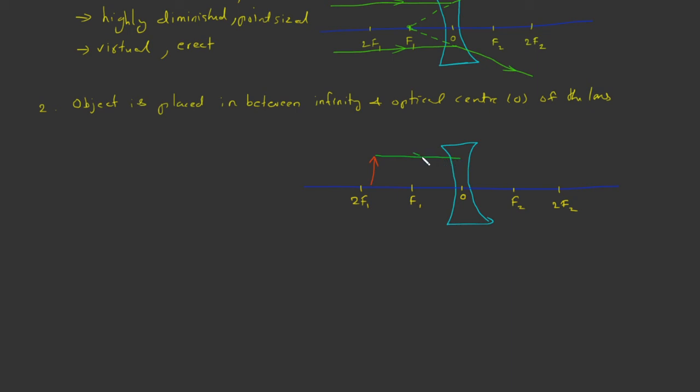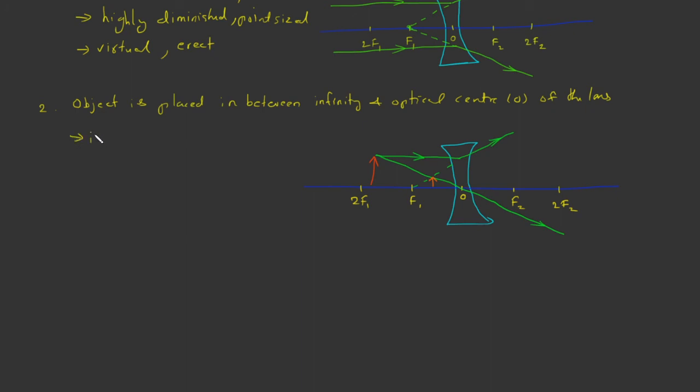First ray is a ray parallel to the principal axis. We know after refraction, this ray will diverge such that it appears to be coming from the principal focus F1. Second ray is a ray passing through the optical center. We know it will pass without any deviation. So these two rays are diverging rays. So it will not meet at any point here. But you can see these two rays are coming or appear to be coming from a point here. So we can observe an image here.